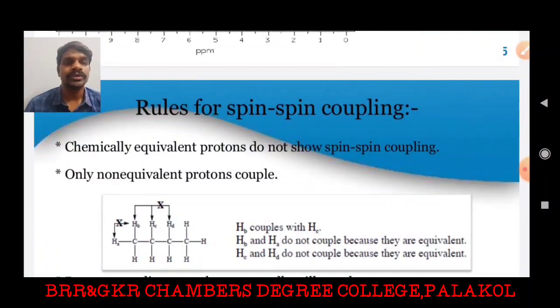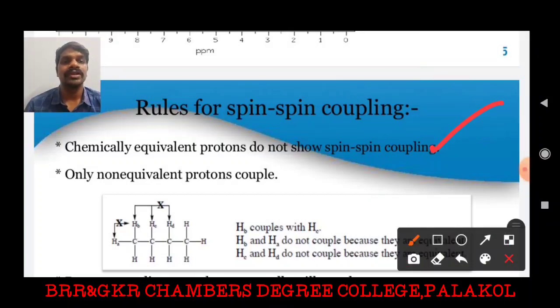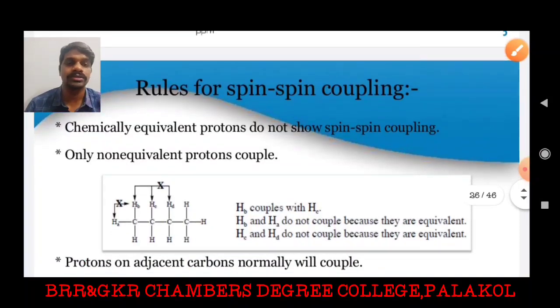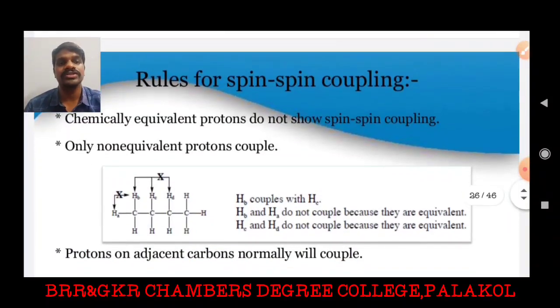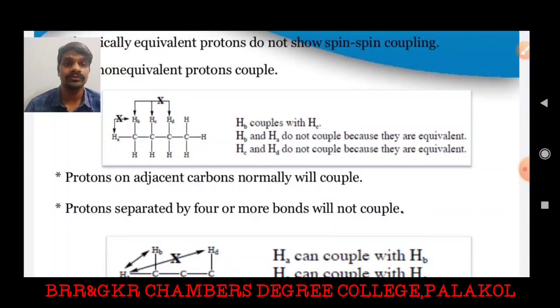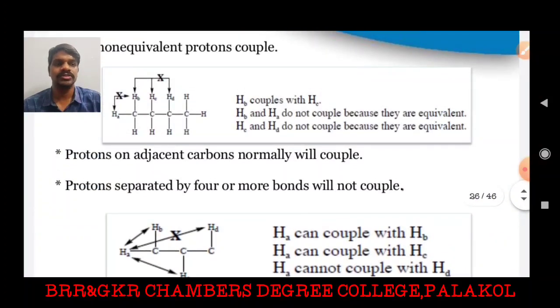Before going to the detailed discussion of spin-spin splitting, what are the rules? The main important rules are: chemically equivalent protons do not show spin-spin coupling. It is a very important point, friends. Only non-equivalent protons show coupling. Protons of adjacent carbons normally will couple. Protons separated by 4 or more bonds will not exhibit coupling or spin-spin splitting.